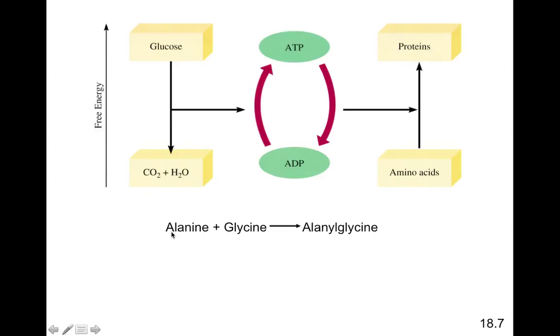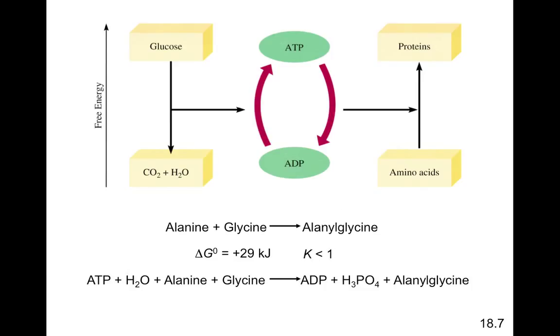And in this example we're taking alanine, which is an amino acid, and glycine, which is an amino acid, and we're making them into a simple peptide, alanylglycine. And to do that requires this ATP. And so the delta G for this is positive 29 kilojoules. So this would not happen on its own, but in order for us to make proteins and stay alive, we have to consume that energy from our ATP. So the K is very, very small there.